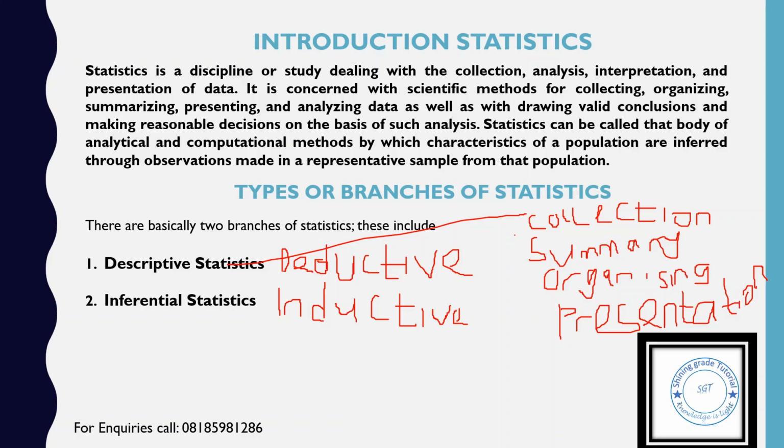The other aspect of statistics we have is inferential, which is inductive in nature, and this does not in any way describe the data. It does not involve presentation whatsoever. Basically, we're trying to draw conclusions. This is the aspect of statistics from which we can draw conclusions. So it enables us to draw conclusions, to draw inferences.